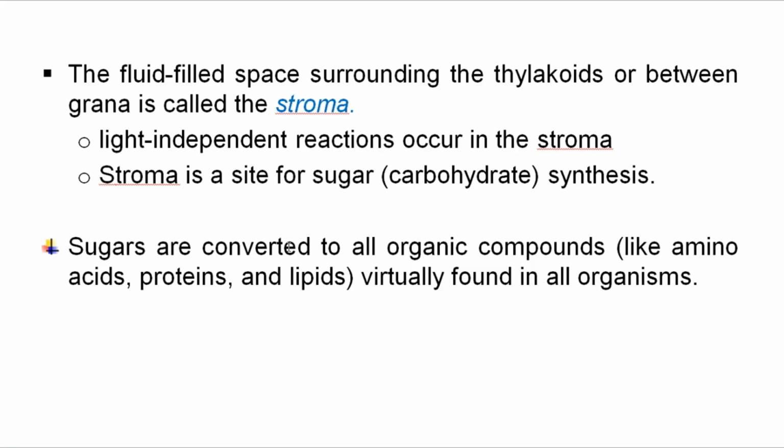After the formation of sugar, other organic compounds are synthesized or formed. Amino acids, proteins, and lipids are found in virtually all organisms. So the first product is sugar. Then glucose is arranged and rearranged in different forms, and different organic compounds form, like amino acids, proteins, and lipids, which are found in all living organisms.